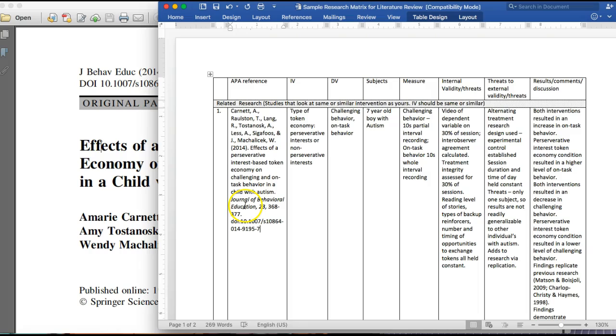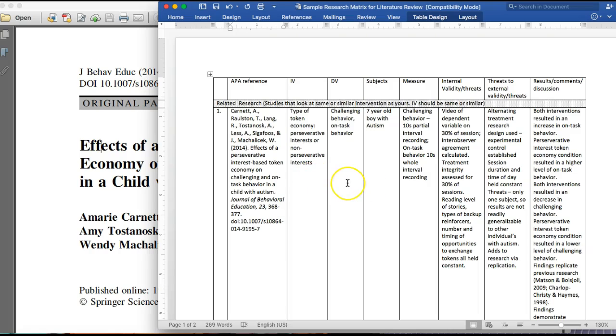So that's the reference. Notice too that I've included the DOI number, the volume, the page number, the journal is in italics, the title is in regular text with the first word of the title capitalized and all the rest are not. The authors are in APA format with the year. So you'll want to make sure that when you put in that reference, you put in the whole reference.